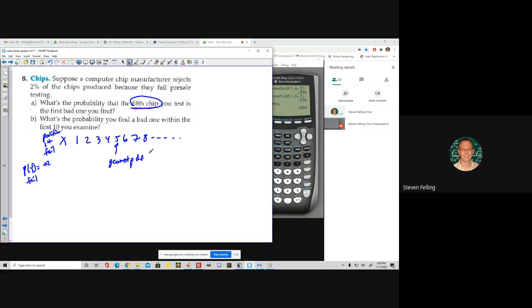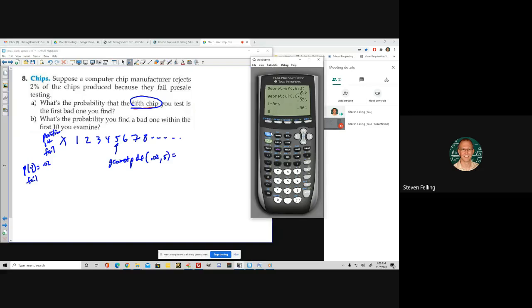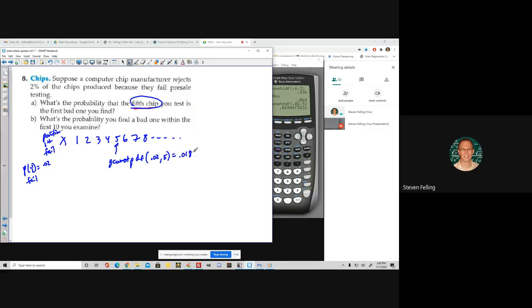PDF, right? And let's see, the probability of failure here is 2%, and we want that it fails on the 5th one. So that would be second vars, geometric PDF, probability of failure 0.02, failing on the 5th one. It's going to happen with only a 0.0184 probability, less than 2% chance of that happening.